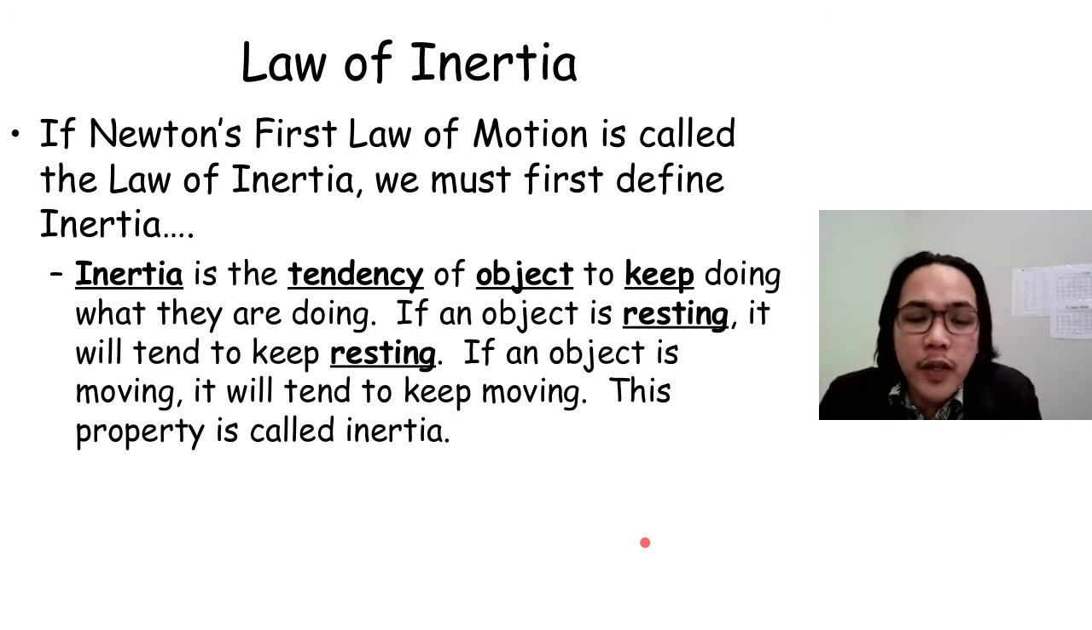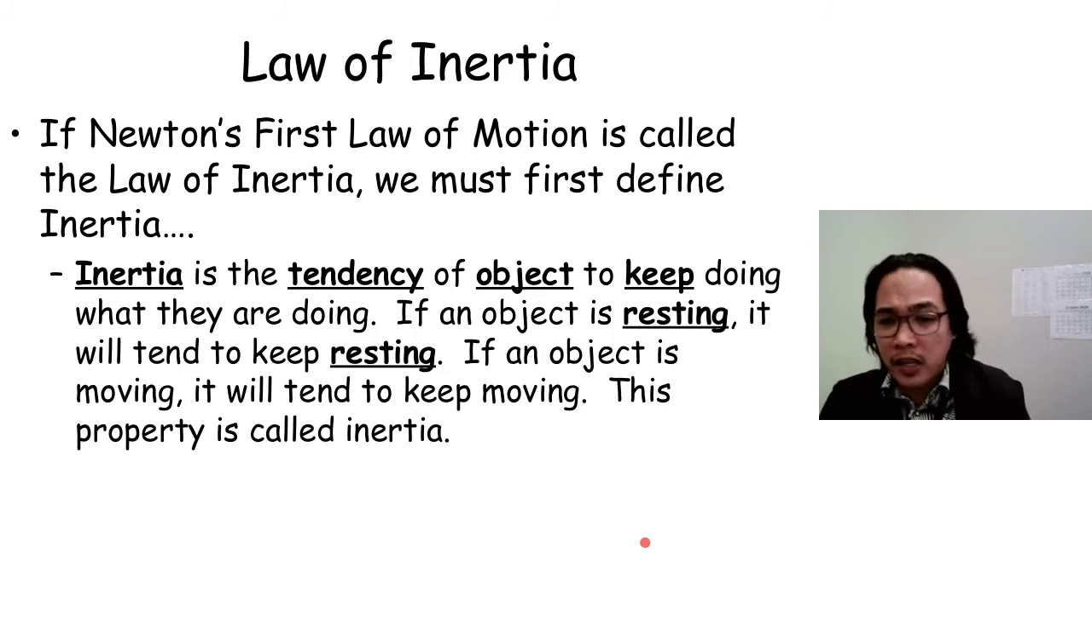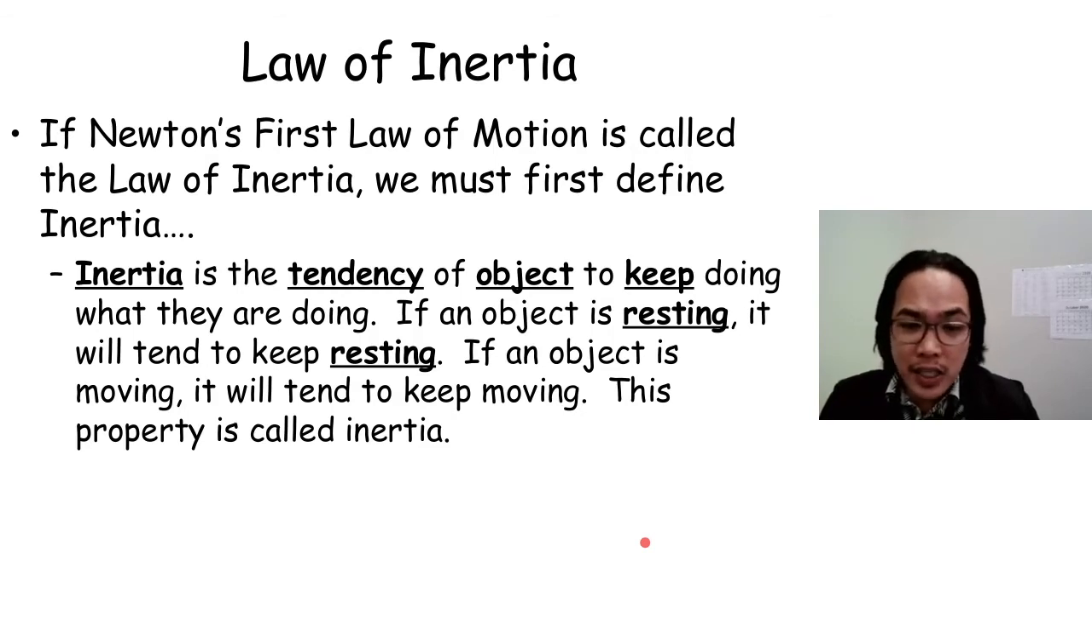So if Newton's first law of motion is called the law of inertia, we must first define inertia. When we say inertia, that is the tendency of an object to keep doing what it is doing, or the tendency of an object to resist change. They just want to stay what they are. For example, if an object is resting, it will tend to keep resting. Like a book you put on the table, it will just keep resting there. It will not move because there's inertia. If an object is moving, it will tend to keep moving.